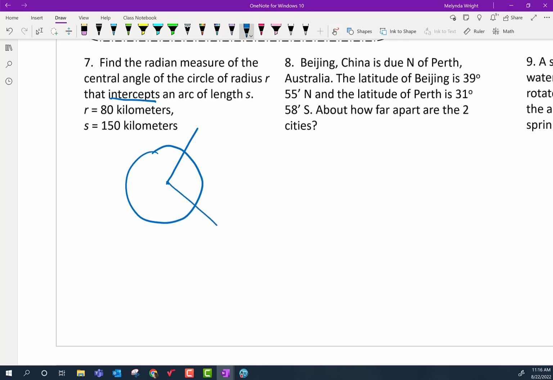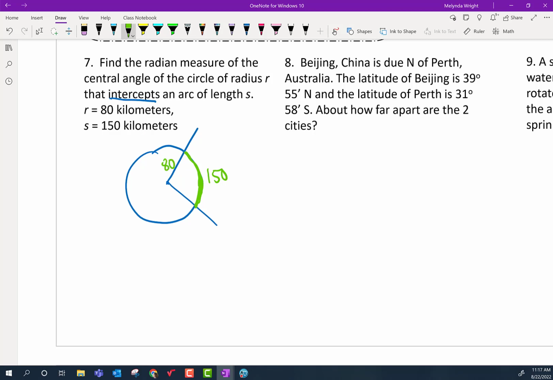I just can't. Okay, see how those lines extend out from the circle? That's what it means by intercepted, the arc intercepted. So this is the arc right here, and they've actually given us the arc length of 150 kilometers. I'm not going to put the units with it when I'm drawing it on the diagram. You can if you want. So that's my arc length, and then the radius of this particular circle is 80 kilometers.